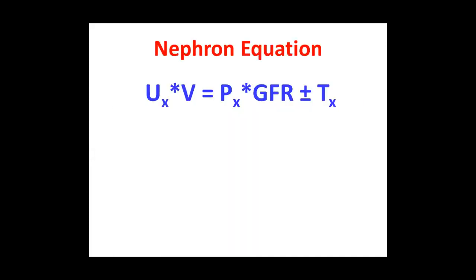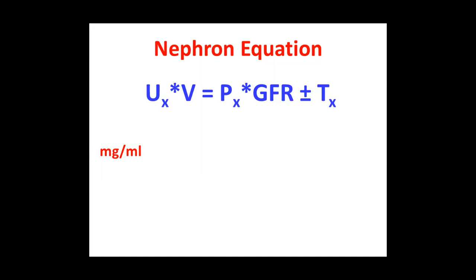Next, we try to understand the general functional characteristics to understand the principle of tubular function. Now we start with the nephron equation: U_X times V is equal to P_X times GFR plus or minus T_X.